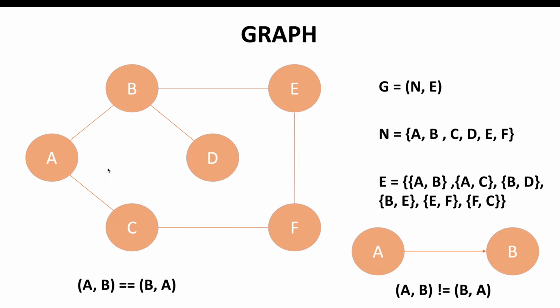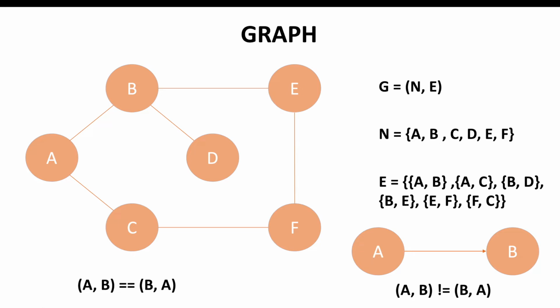Facebook can be an example of an undirected graph because I can be friends with someone else and that other person becomes my friend as well. So the relationship between me and my friend is bidirectional. Whereas the internet, the World Wide Web, can be a directed graph because one page can have a link to another page and it is not necessary for the other page to have a link to the source page.